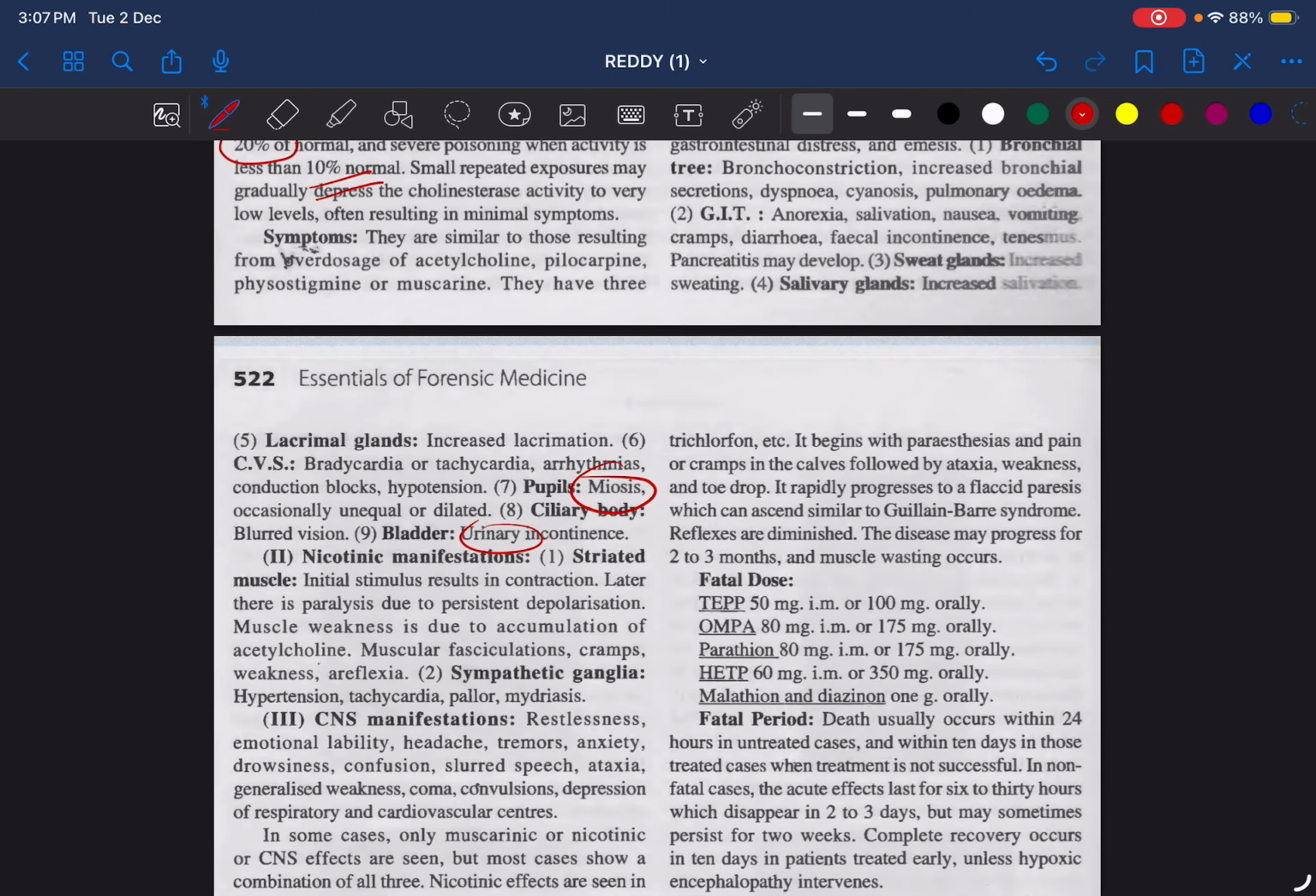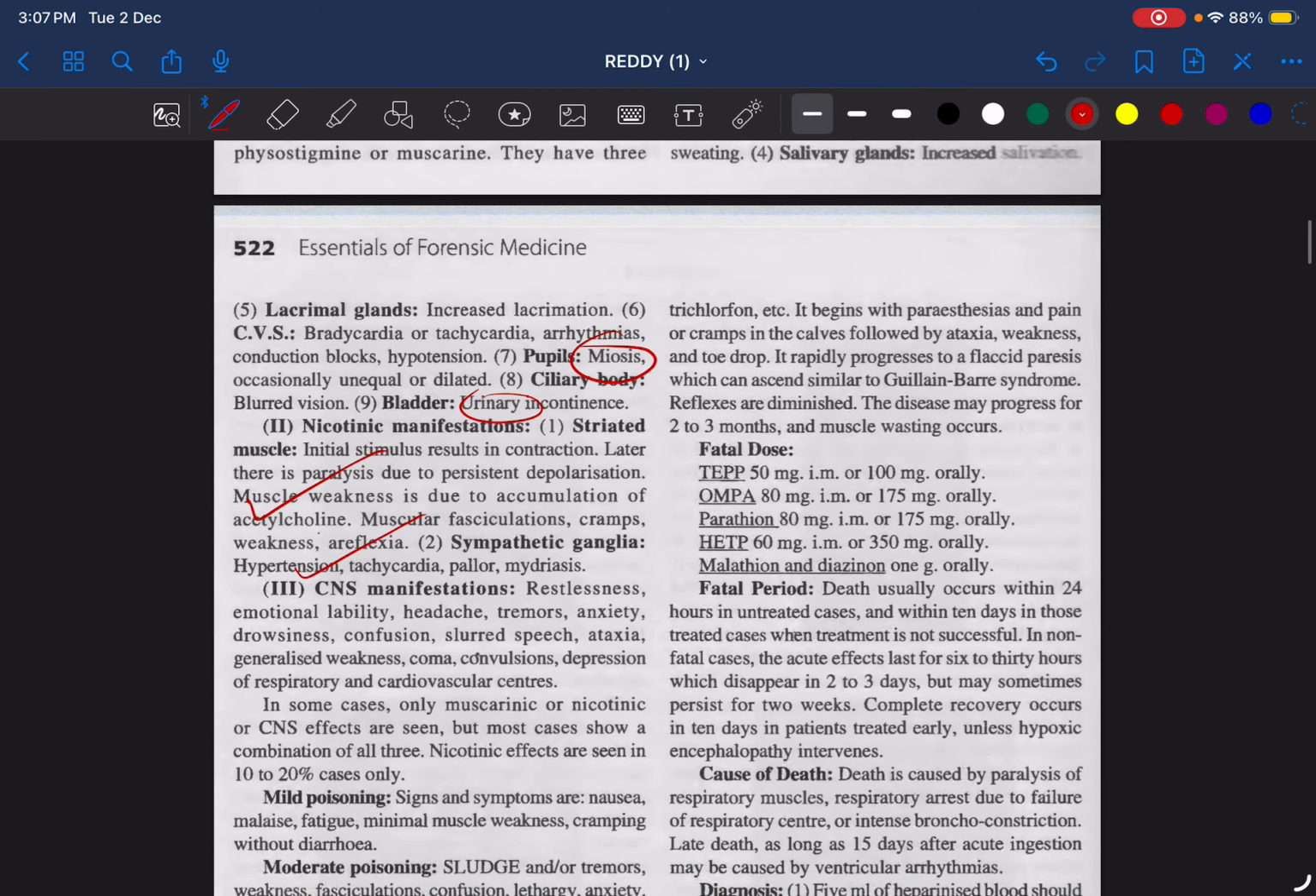Nicotinic manifestations include muscle weakness because of the accumulation of acetylcholine. As I told you, acetylcholine is not getting degraded because the acetylcholinesterase enzyme is inhibited by our OPCs. And in the sympathetic ganglion, hypertension, tachycardia, pallor, mydriasis. Remember, hypertension and tachycardia both occur because of the sympathetic ganglion stimulation. It has been a previous year MCQ. And restlessness, headache, tremors, anxiety, drowsiness, confusion, coma, everything because of the CNS manifestation.